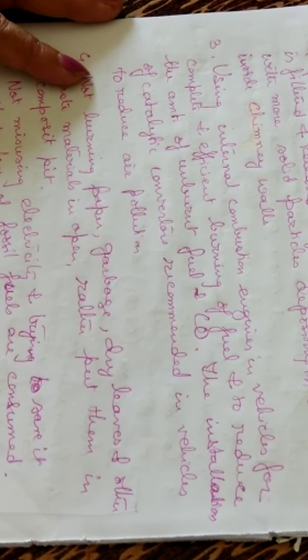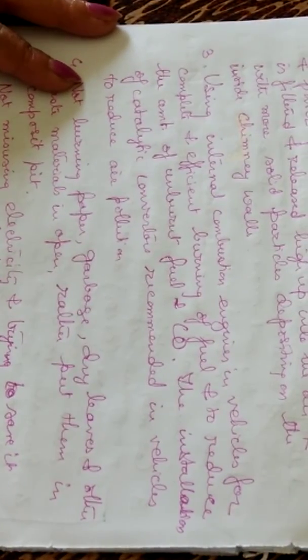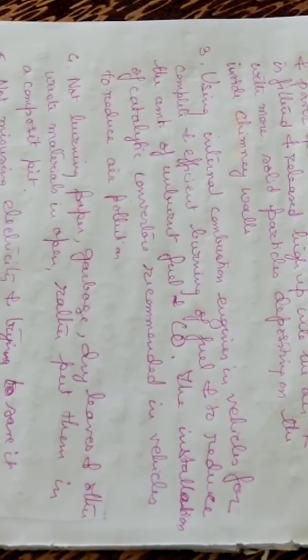Then using internal combustion engines in the vehicles for complete and efficient burning of the fuel, so that the fuels can be efficiently burned, total burning can take place, so that carbon monoxide from the unburned fuel is not released into the atmosphere. And the installation of catalytic converters is recommended in the vehicles to reduce air pollution.